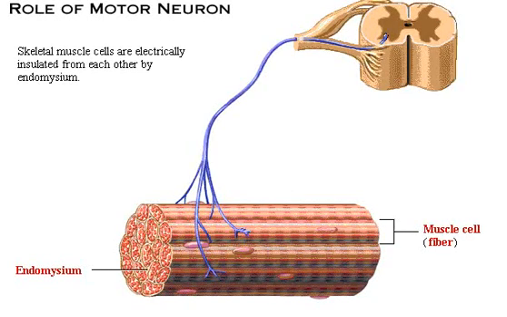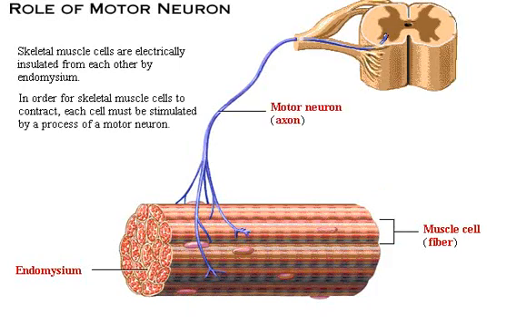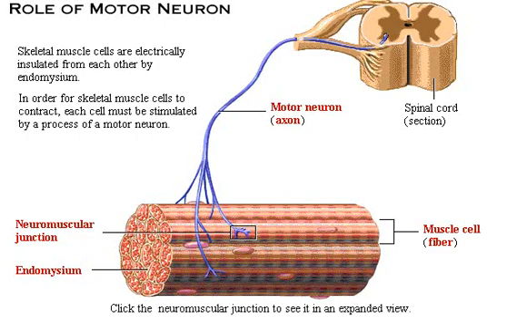Skeletal muscle cells are electrically insulated from each other by endomysium. In order for skeletal muscle cells to contract, each cell must be stimulated by a process of a motor neuron. Each motor neuron is a single nerve cell extending from the brain or spinal cord to the muscle, where it can stimulate several muscle cells. The axon is the elongated process of the nerve cell that carries impulses to the muscle. The neuromuscular junction is the place where the terminal portion of a motor neuron axon meets the muscle cell membrane. Click the neuromuscular junction to see it in an expanded view.